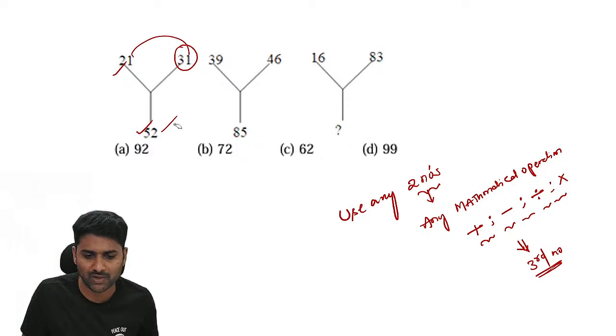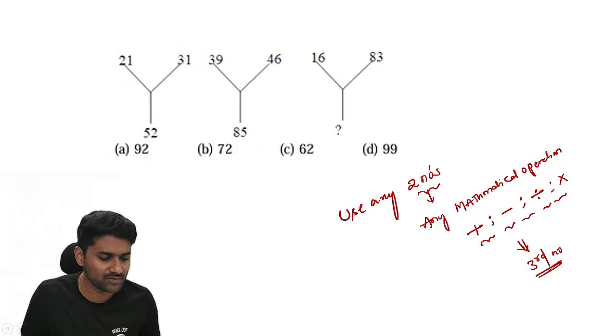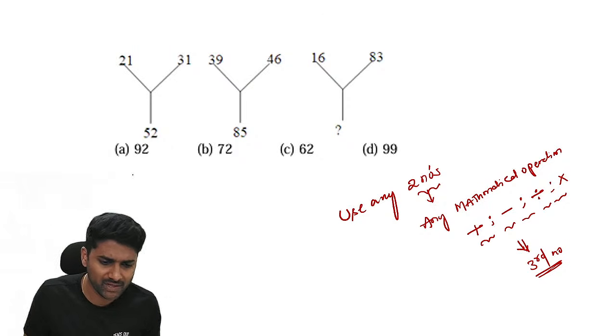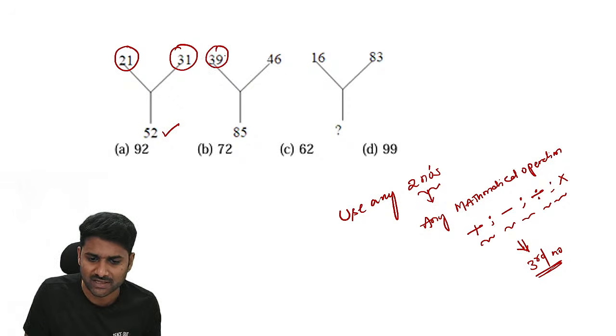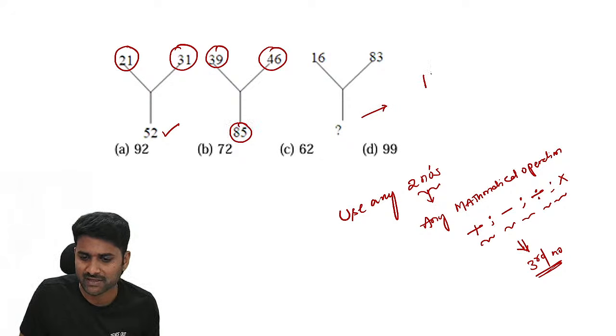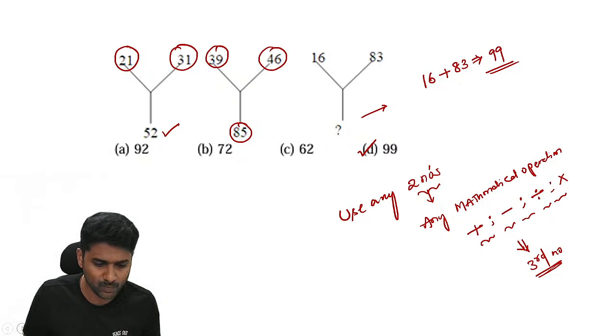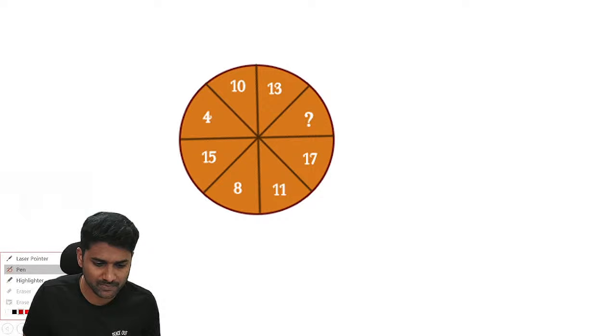So in that way, you can use any two digits, apply one of the mathematical operations, and it gives the resultant of the other. And you can see that 21 plus 31, the resultant is 52. Sum of these two numbers. 39 plus 46 is equal to 85. So here, 16 plus 83, the resultant is 99. Very good. Move on to question number 2.